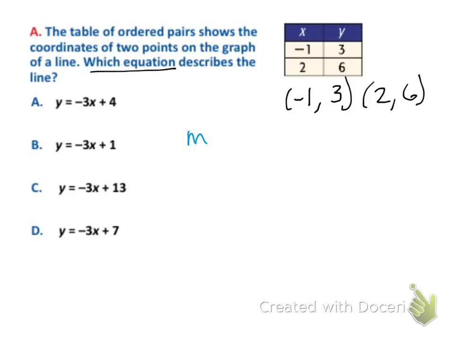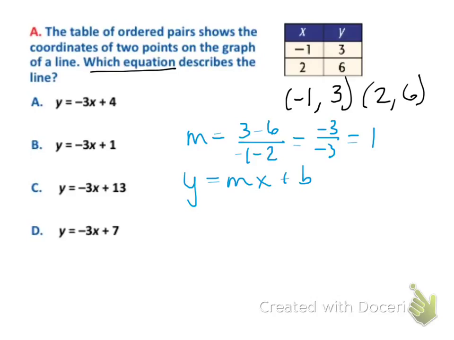Okay, so remember, we got to find slope. 3 minus 6 over -1 minus 2. That gives us a +1. Now we're going to write into our y equals mx plus b, the ordered pair that we think is prettier. I think this guy's pretty. Honestly, it doesn't matter which one you use. You will still get the same answer.